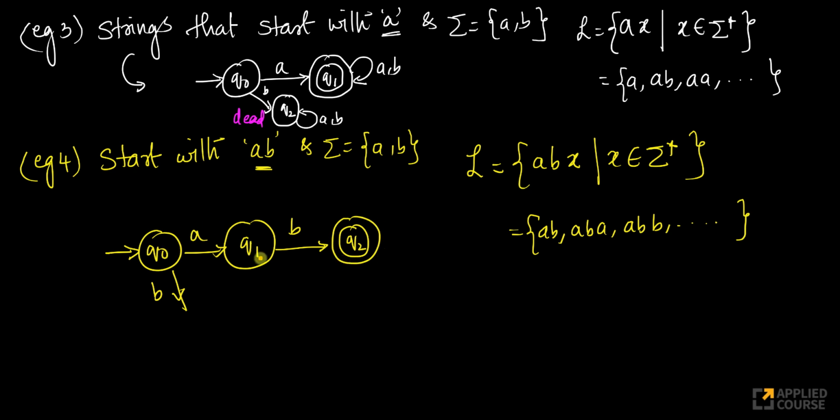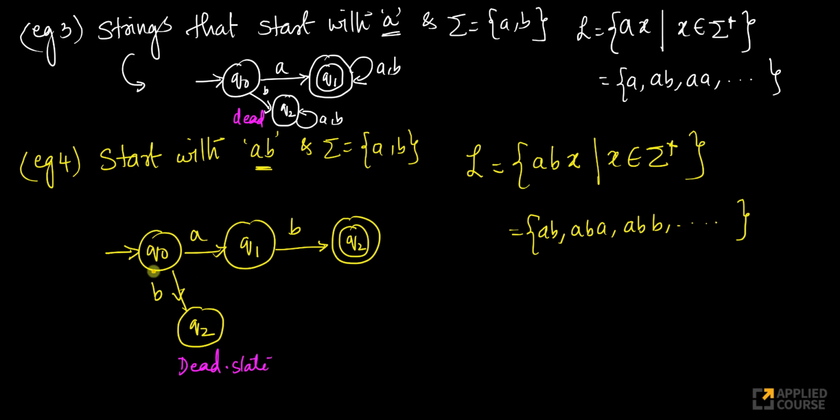Look at this, if I'm at Q0, Q1, or Q2, I can reach the final state. But if my word starts with B, I want to reach a state from which I can never come out. I should never be able to reach the final state because I'm starting with B. And any word that starts with B should not be accepted by this finite automata, right? So I'll have a dead state here.